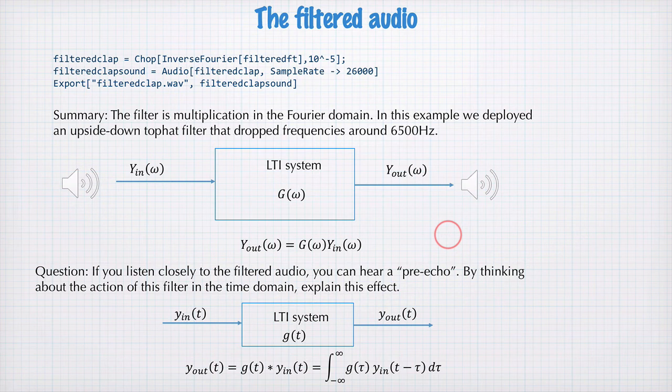If you listen really closely, you can hear something called a pre-echo. It's like a high-pitched sound that occurs just before the clap, or just before the clap and just after the clap. And this pre-echo is caused by the kind of filter that we used, which was like an upside-down top hat filter. And if you think about what a top hat is in the time domain, you can understand where this pre-echo is coming from. It's telling you this is a bad filter to use for audio. And we'll talk a bit more about filtering and the kinds of filters that work a bit later in another video.